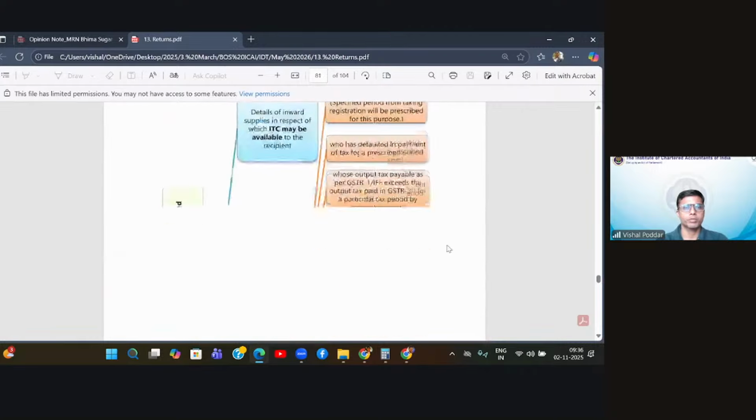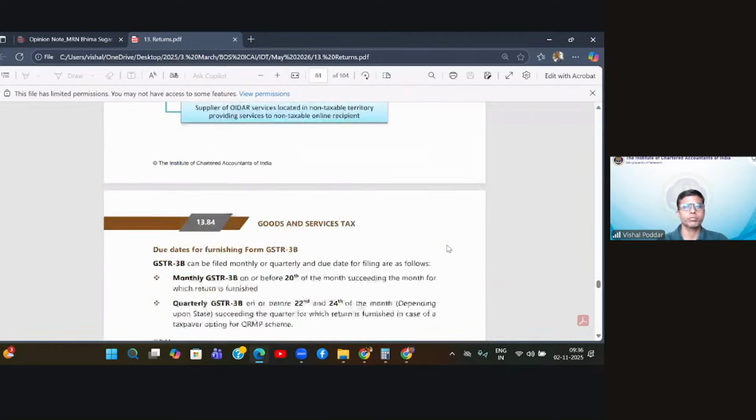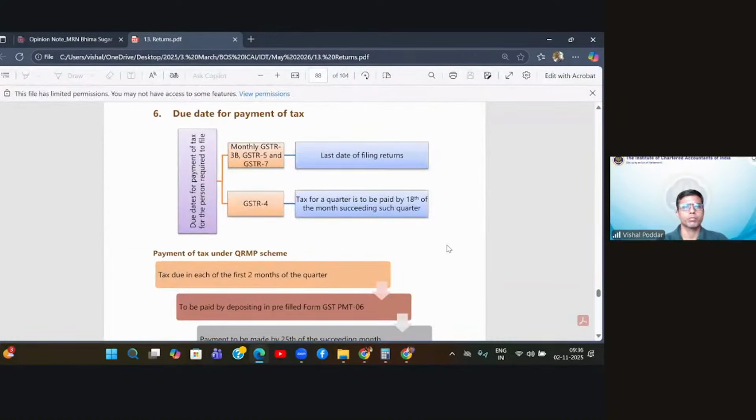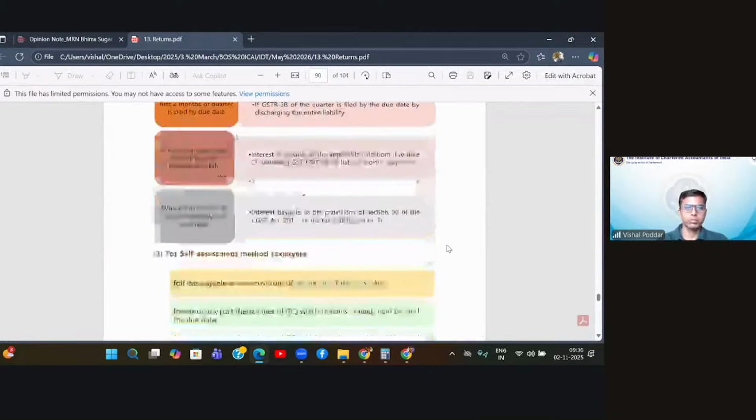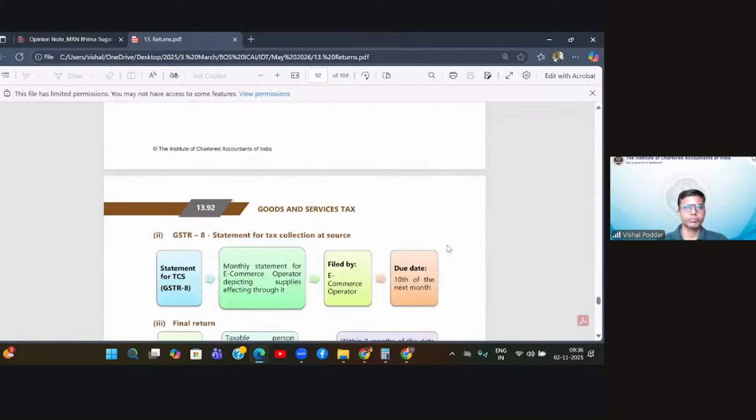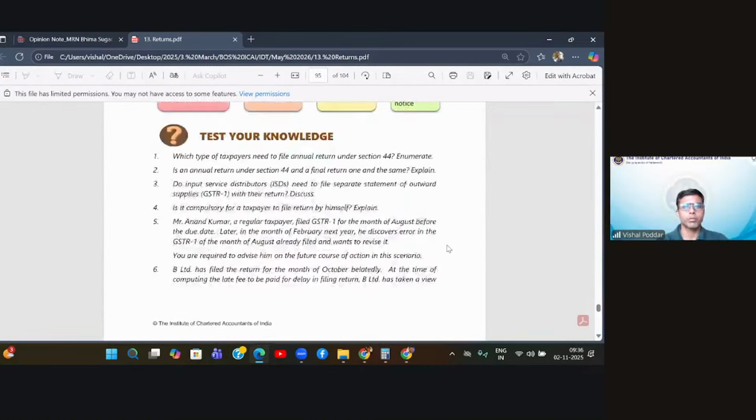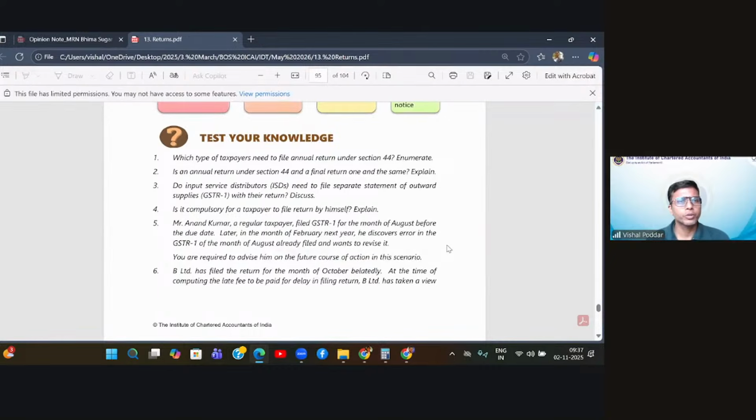So let us see what are some questions here. Can you just read the question so that we can quickly test our knowledge? Which type of taxpayers need to file annual return under Section 44? Yes, can anybody answer? So who are required to file annual return?